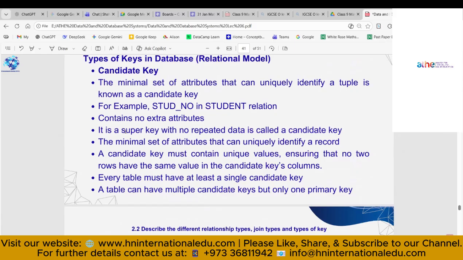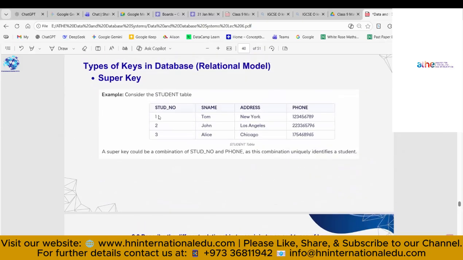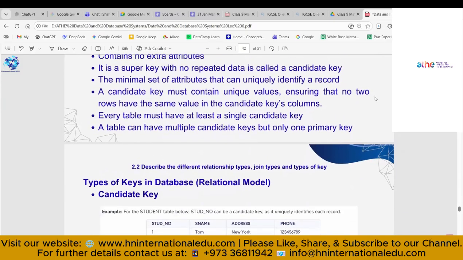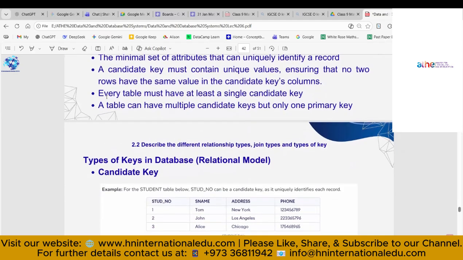It is a super key, right? As I said, primary key, candidate key, these are subsets of super keys. It is a super key with no repeated data and is called a candidate key. The minimal set of attributes that can uniquely identify a record or a tuple, and a candidate key must contain unique values. So in this case you can see student number, student ID has unique values for each student. Okay, so it ensures that no two rows have the same value in the candidate key's columns. And every table must have at least a single candidate key.